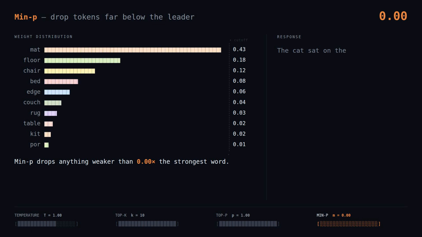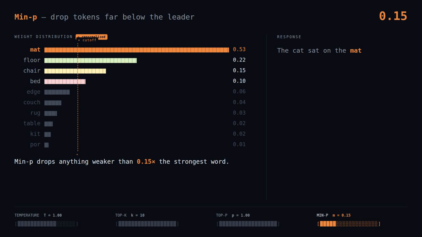And the last filter is min-p. It works the other way around. It sets a floor relative to the strongest word, and drops anything weaker than that. Strong candidates stay. The weak ones are gone. And because the floor scales with the strongest word, it stays strict when the model is confident, and eases off when it isn't.